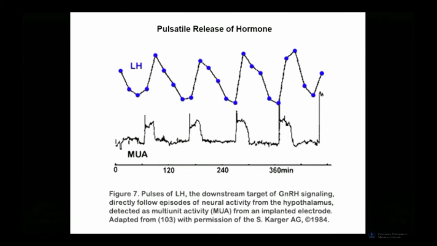Okay? Now, if you count the number of pulses in a minute's worth of time or some unit of time, that gives you the frequency, right, the pulse frequency. And if you measure the plasma concentration from peak to trough, that tells you the pulse amplitude.